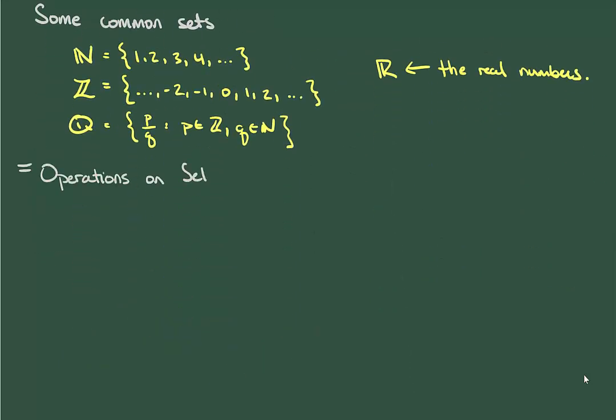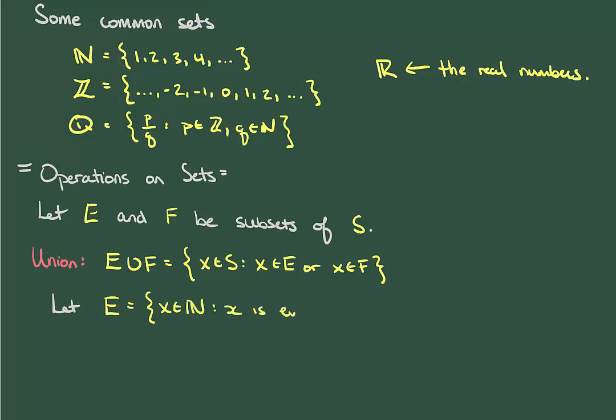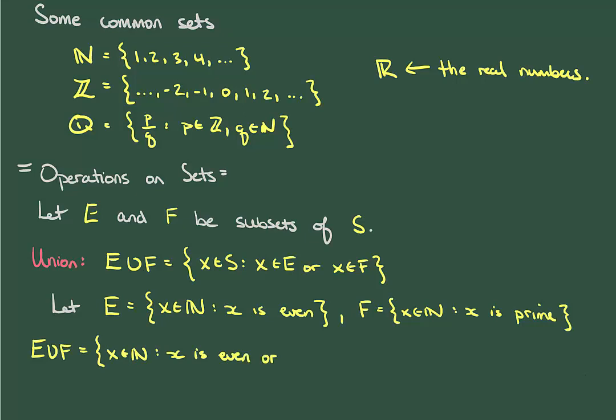Okay, so what can we do with sets? How can we combine them to make new sets? To set up our definitions, let's let E and F be subsets of S. The union of E and F is the collection of elements which are either in E or in F. As an example, let's take E to be the set of even numbers, and let's take F to be the set of, say, prime numbers. The union of E and F is those numbers which are either even or prime. To illustrate this, we can write a few of them out here.